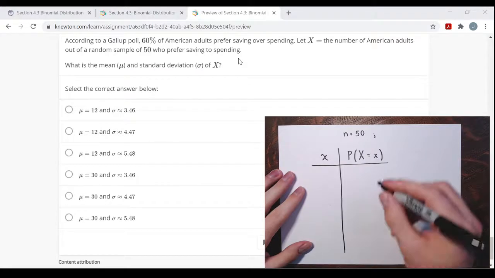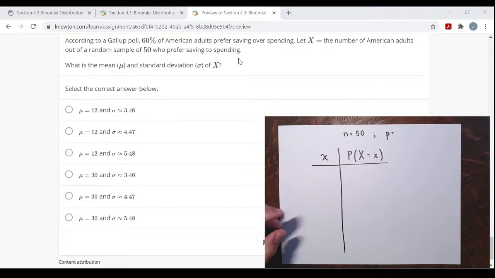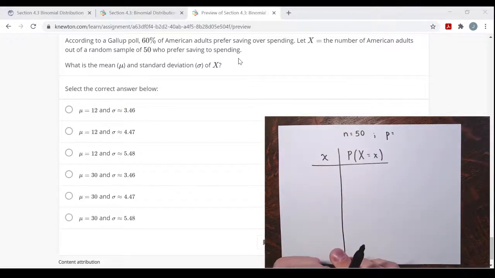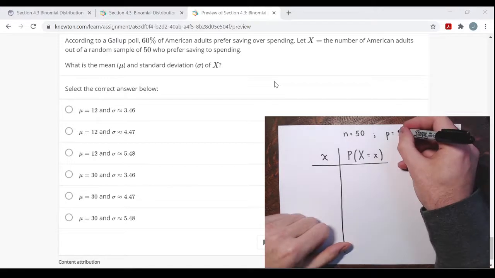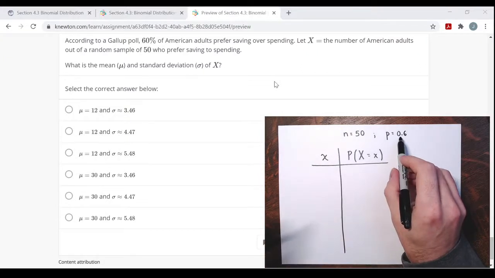And the probability of success on one trial, right, the lowercase p, now this is just one person, not all 50. The probability of success, now success here is saying that they prefer saving to spending. And according to this poll, 60% of American adults prefer saving to spending. So if you were to ask one of these people at random, do you prefer saving or spending, the probability that they would say that is 60%. So 0.6, or 60%, for p. That's the probability of one person preferring saving over spending, the probability of success on one trial.